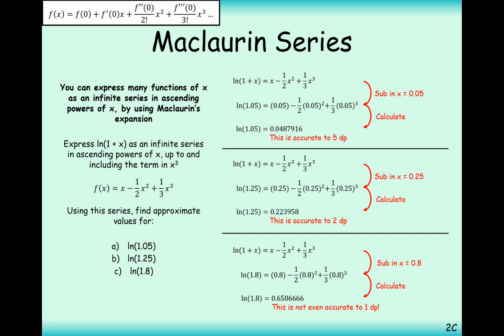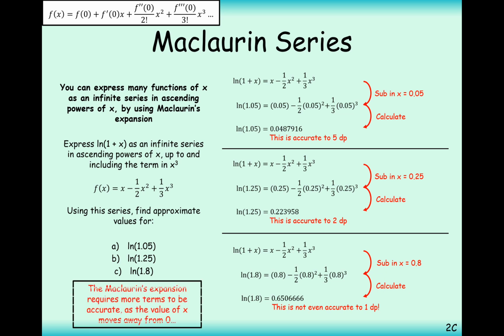So well, I suppose the moral of this story is that the smaller the x value is, the more accurate your answer is going to be. The Maclaurin series requires more terms to be accurate, as this value of x moves away from 0. So the further away that the input moves away from 0, the more terms you'll need in the Maclaurin series expansion to get an accurate answer.